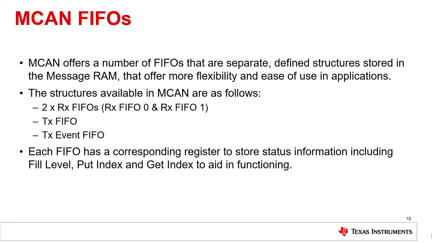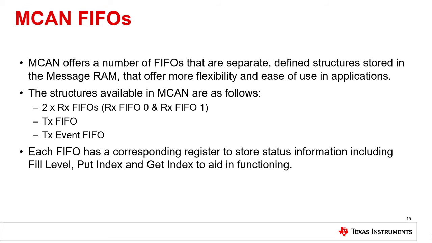MCAN offers a number of FIFOs that are separate defined structures that can be stored in the message RAM. This arrangement offers more flexibility and ease of use in various kinds of applications. There are two RX FIFOs, and as discussed earlier, filter elements can be configured to store the matching received frame in either of the two FIFOs. TX FIFOs can be utilized to store frames to be transmitted in the desired order by the application. This is relevant because for multiple messages in the TX buffer, frames are sent in the ascending order of their message identifier. TX event FIFOs can be used to store information related to the transmitted frames, including timestamps.